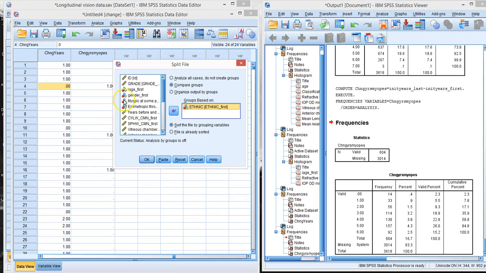We also would like to look at myopic status separately. Now we don't need to put in both myopic and emmetropic. We'll just put in myopic status. We could put in both emmetropic and myopic. That would give us three groups: myopes, emmetropes, and people who are neither.